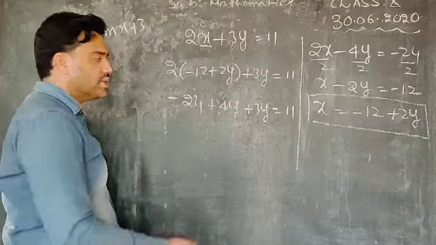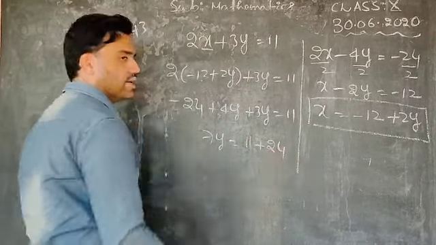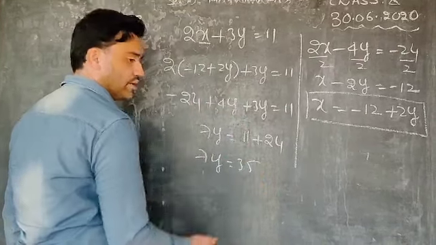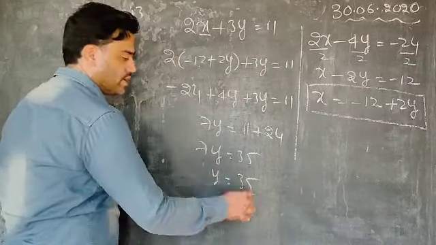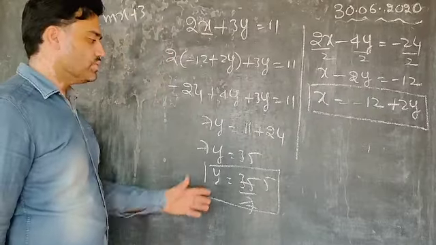4y plus 3y is how much? 7y. 11 plus 24, if I send the minus 24 to that side, so 7y is equal to how much? 35. So y is equal to 35 by 7. 7 fives are 35. y is equal to 5. Okay children, so very simple.